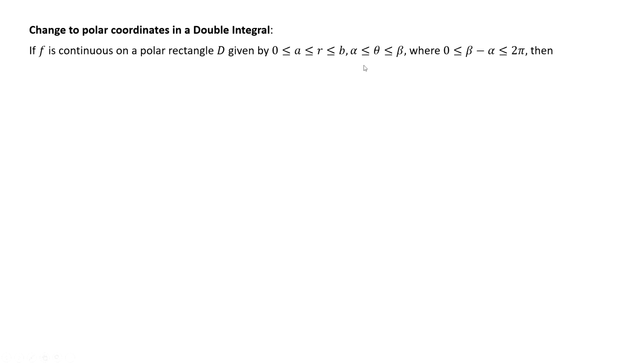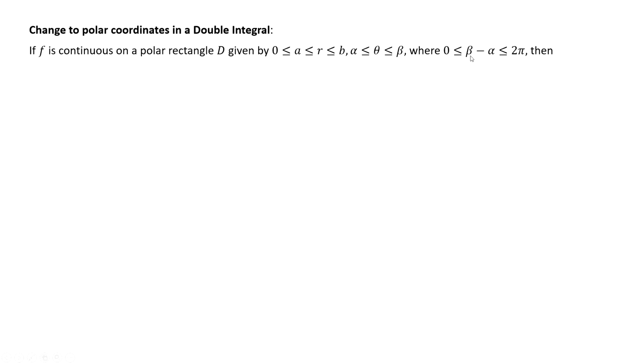And theta should lie between alpha and beta. Can we pick any values for theta? Can we pick any angle for alpha and beta, as long as alpha is less than or equal to beta? This is saying, no, you cannot do that. You must pick alpha and beta in such a way that beta minus alpha is between 0 and 2 pi. That means we cannot talk about, say, a circle that is traversed more than once.